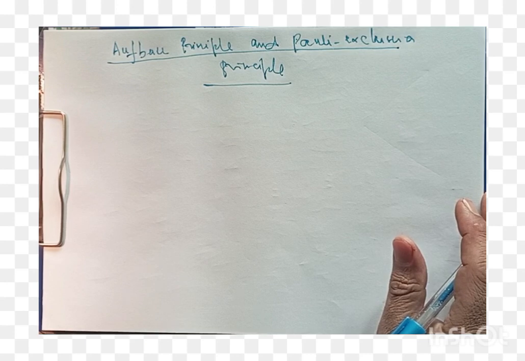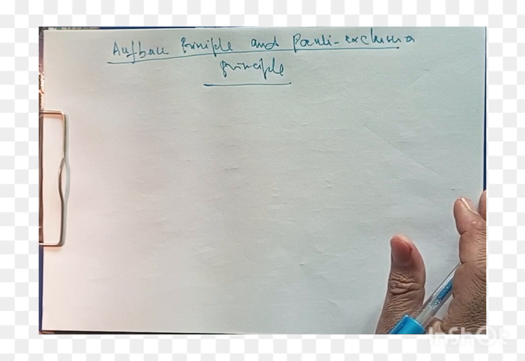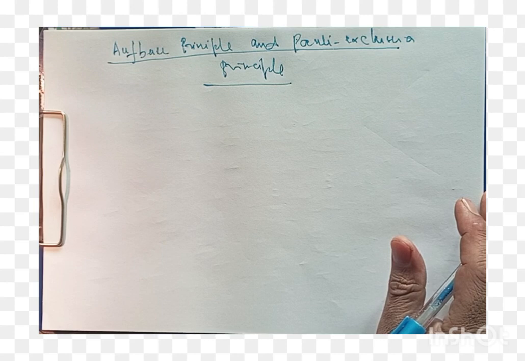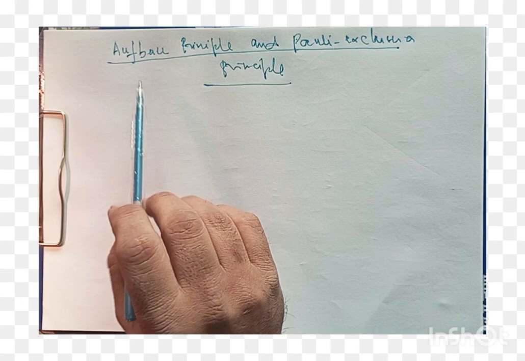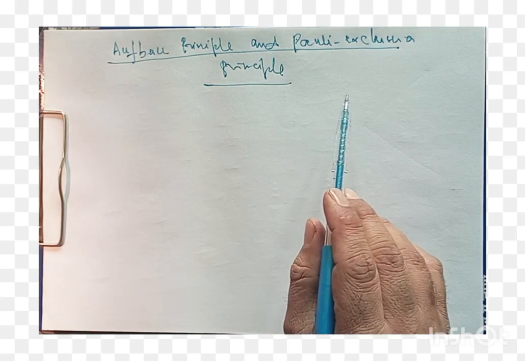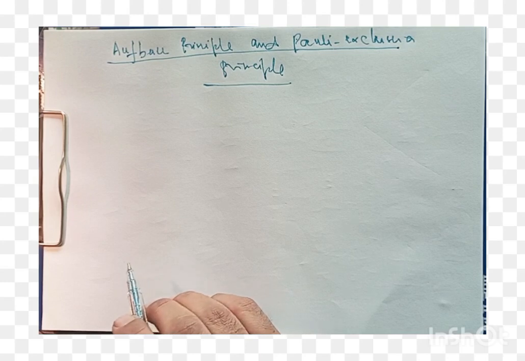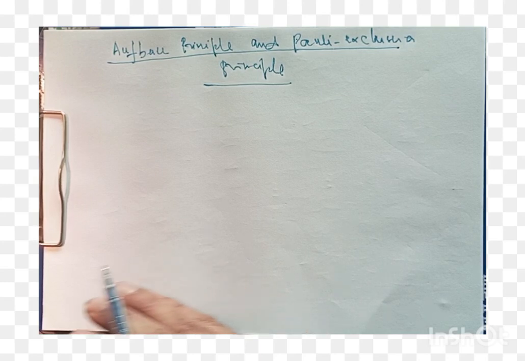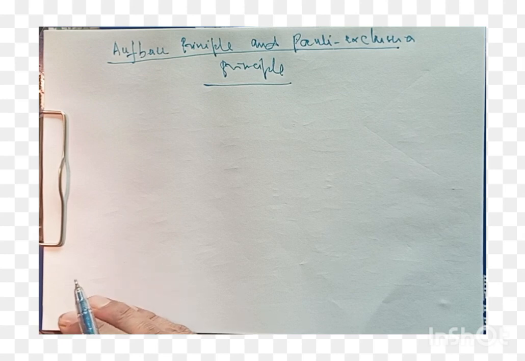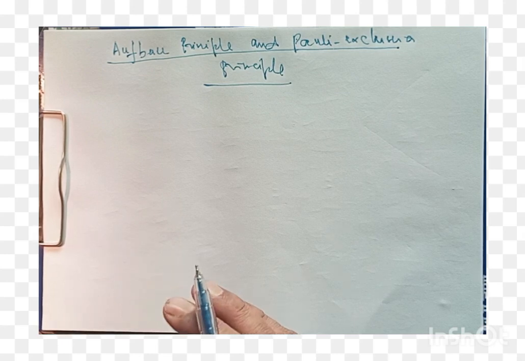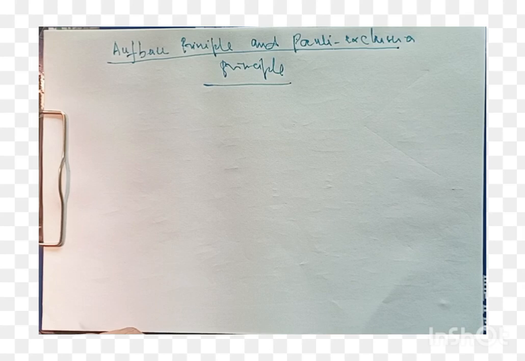Now, students, I hope everybody is fine. The intuition of giving a lecture on the Aufbau principle and Pauli's exclusion principle is to have a deeper understanding of the distribution of electrons in an atom, and the role of energy levels in distributing these electrons in an atom.